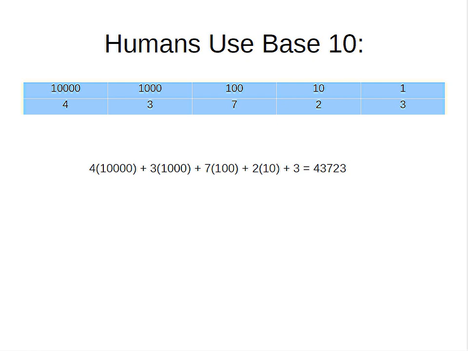Humans use base 10. This is what you've used since you were a child. You probably saw charts like this in grade school where you put the 3 in the ones column, the 2 in the tens column and the 7 in the hundreds column, and then that means the number 43,723, because each digit actually represents a bundle, and you might have bundles of sticks in your diagram. So this you should understand.